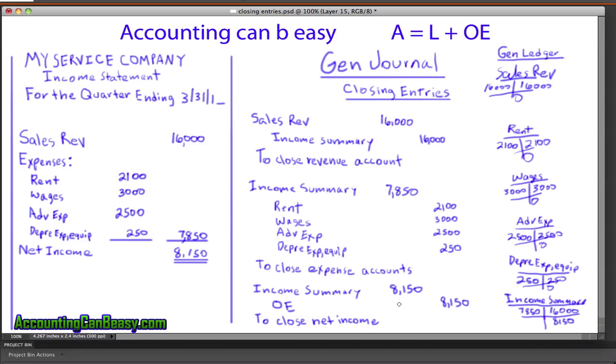And then our final entry, income summary of $8,500, a debit because it has a credit balance here. I'm sorry, $8,150. And that zeroes out the income summary account.